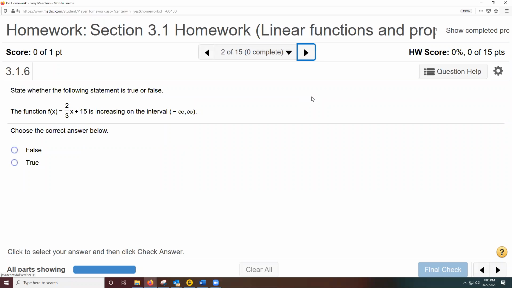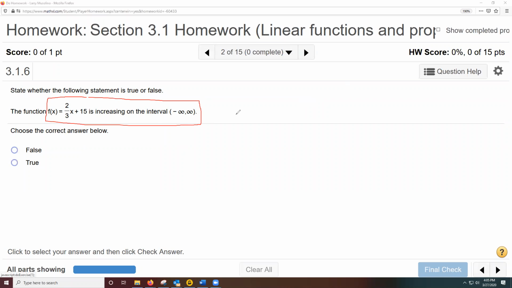All right, here's a kind of a conceptual question. It says, state whether the following is true or false. The function f of x equals 2 over 3 x plus 15 is increasing on the interval negative infinity to positive infinity.